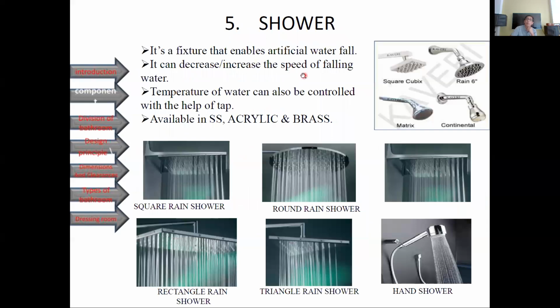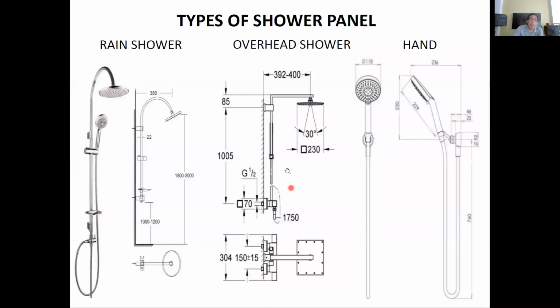So we have also the types of showers. We have the square cubics, the rain 6 inches, the matrix and the continental. This is what we see commonly in toilets. But the upgraded toilets use the matrix, and they also have a rain shower. This is a rectangular rain shower, as you can see. The shower is evenly distributed on the toilet or shower cubicle. So we have the square rain shower, the round rain shower, the triangle rain shower, and the rectangle rain shower. So different types of shower panel.